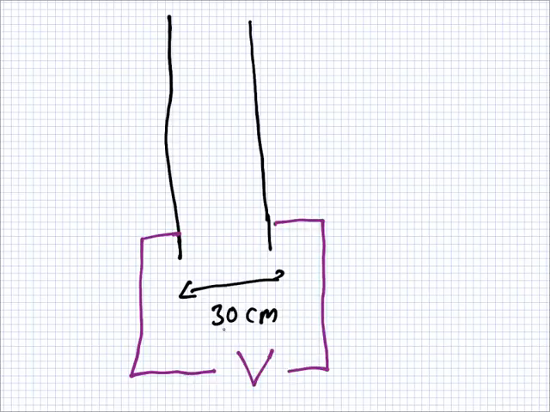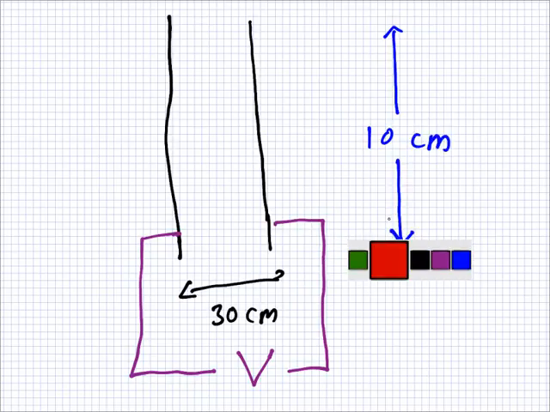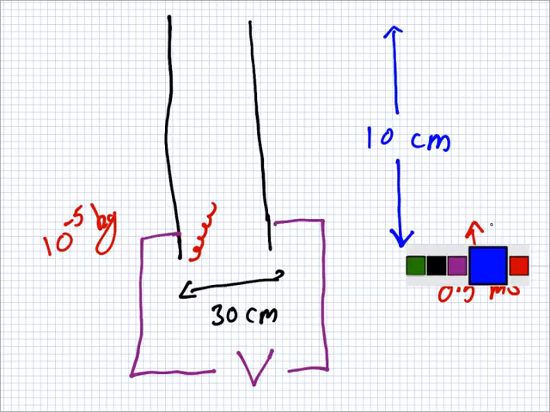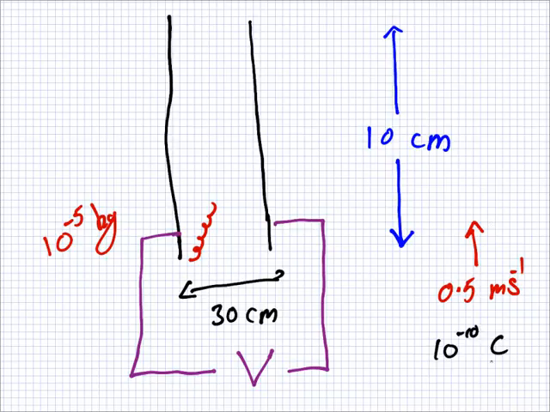The plates are 10 meters long. Picture a tall skinny chimney stack like at a factory. Some dusty smoke of mass 10 to the negative 5 kg rises at a constant 0.5 meters per second between the plates. What's the voltage? The particles have a charge of 10 to the negative 10 coulombs per dust particle. And then what is the potential difference?